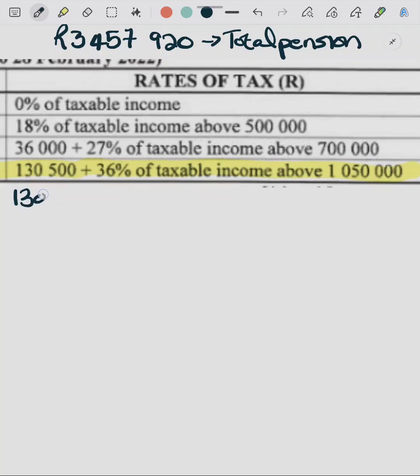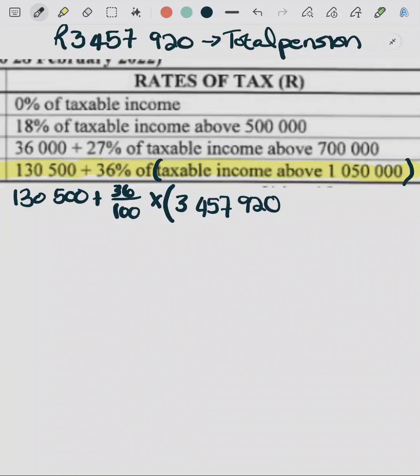So the 130,500 stays the same, plus stays the same. 36%, you can leave as 36%, or if you like to do it as a fraction, you can say 36 over 100. Of in maths is multiply. And then this little bracket, the taxable income above that amount, we know we do as a subtraction. So we're going to say 3,457,920, that was her pension amount, minus the 1,050,000 over there.